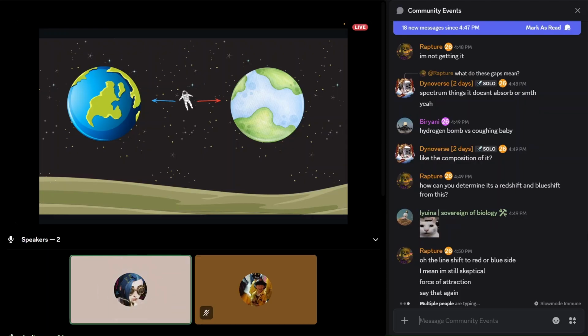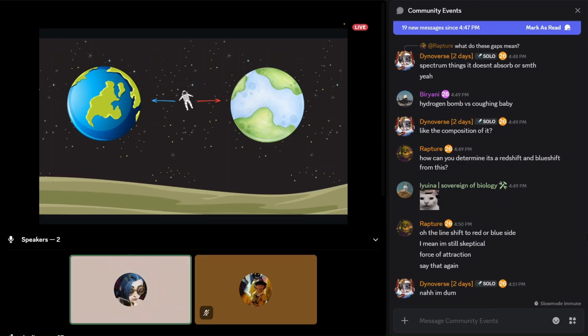Okay, so let's say left side is planet A and right side is planet B, and the astronaut is equidistant from both. Can you guys tell me which planet has a higher gravitational force? I'll give 5 seconds right now. 5, 4, 3, 2, 1.